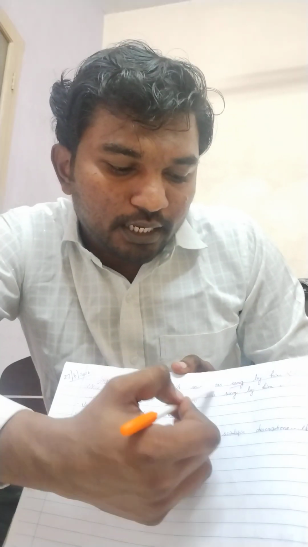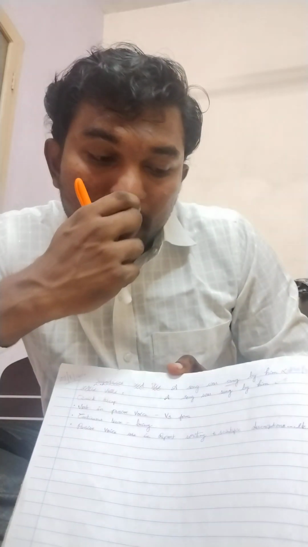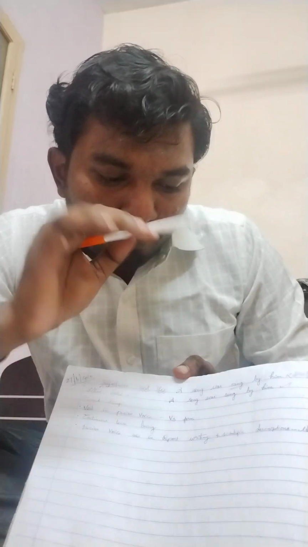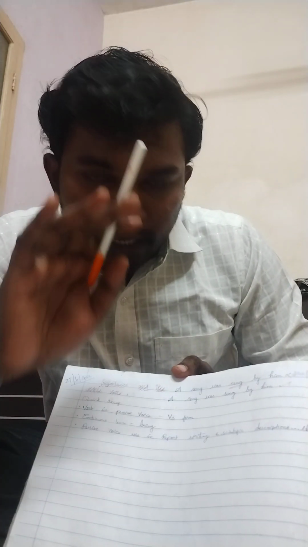And as well, you should not change the tenses. Look, "A song was sang by him." It should be V3. In passive voice we use only V3, not V2, the past tense, not the past participle. A song was sung by him.